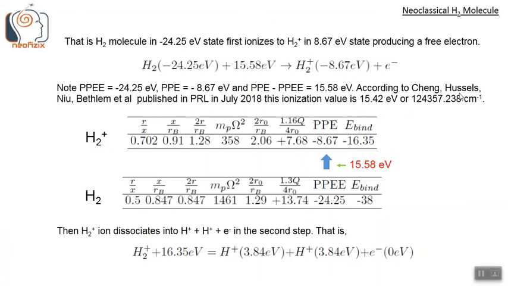According to Cheng, Hussels, Bethlehem et al., published in PRL in July 2018, this ionization value is 15.42. What we calculated as 15.58, they have experimentally measured as 15.42 electron volts, or 124,357.238 per centimeter. They have measured it spectroscopically. So this is the value they get.